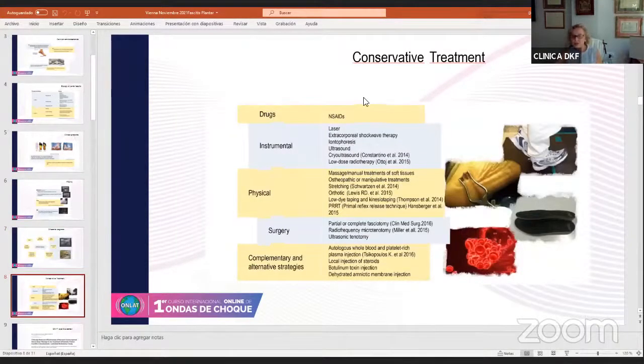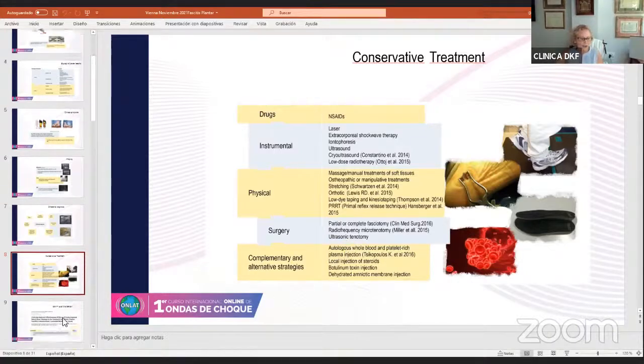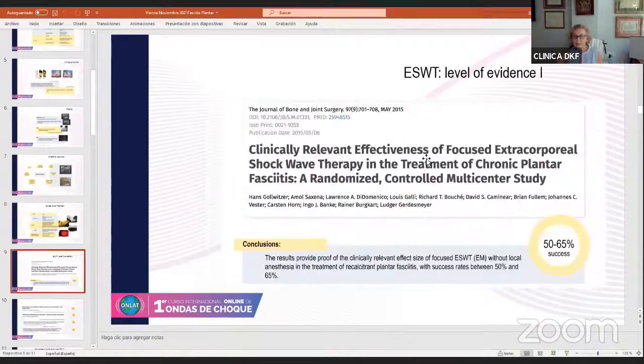You know all about the conservative treatment. I am not going to lose time on how to treat plantar fasciitis. Conservative treatment with drugs, instrumental methods, laser, ultrasound, radiotherapy, physical methods, and complementary strategies like PRP and new emerging techniques, and of course, the surgery. But we have this level of evidence.